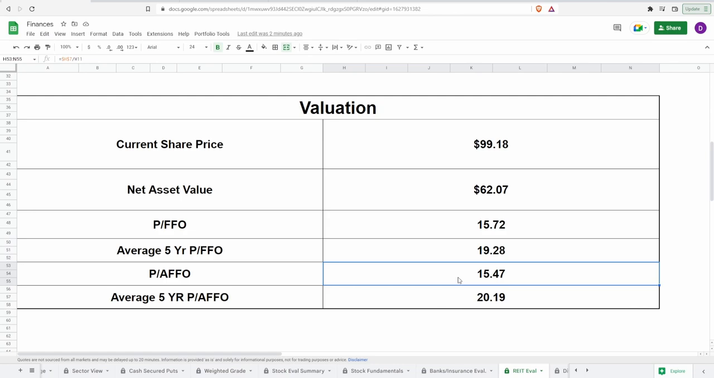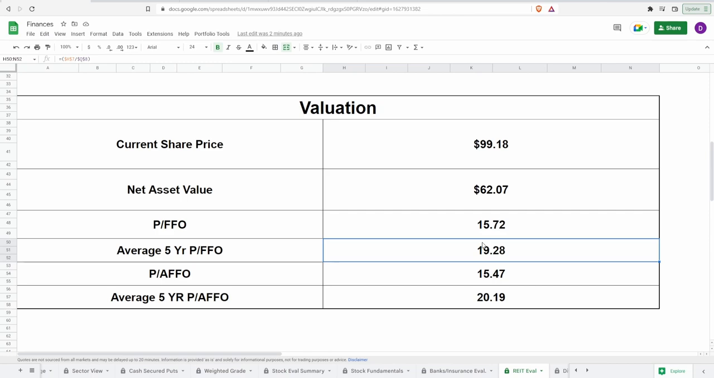And now doing the same math for the AFFO, this actually gets even better. Now the price divided by AFFO, the current one, is 15.47. So it's actually lower than the current price divided by FFO, right? Which is actually kind of surprising. Now, if we take the average AFFO and do the price divided by the average AFFO, this becomes 20.19, versus the 5-year average.